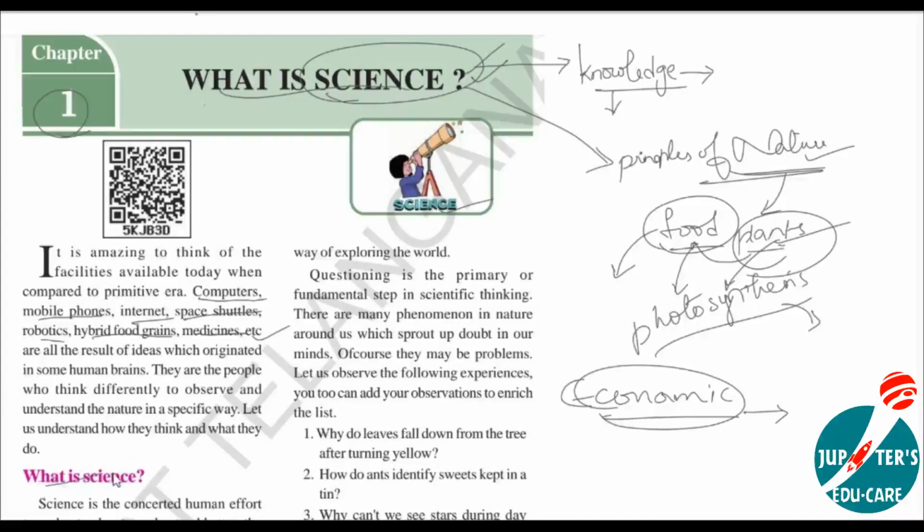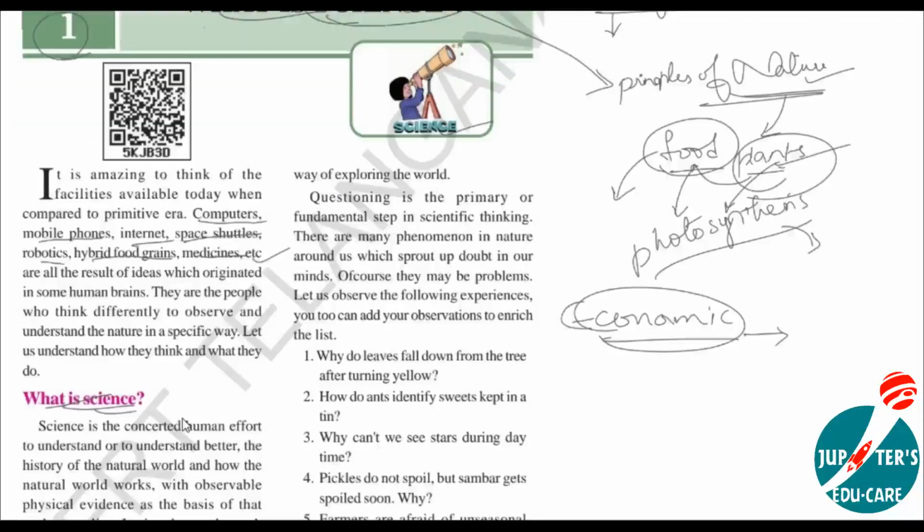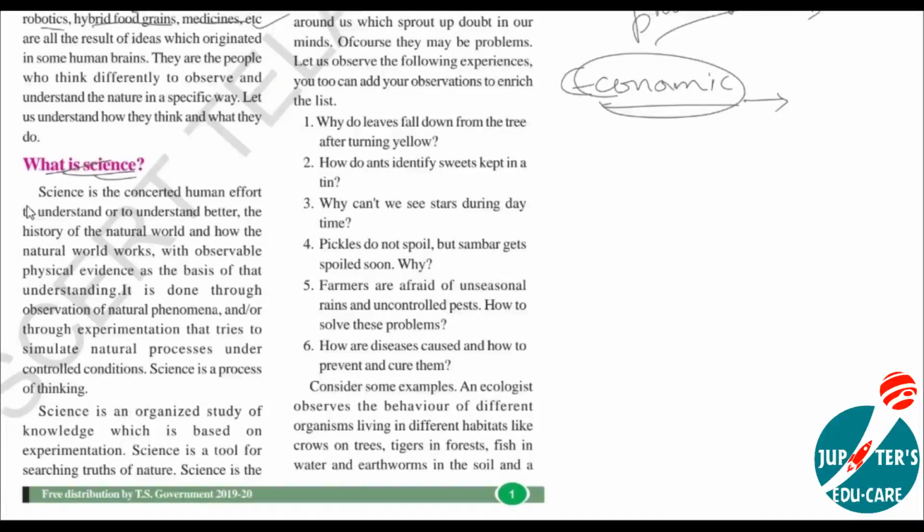What is science? What is meant by science? See here: science is a concerted human effort to understand, or to understand better, the history of the natural world. To know everything about the natural world, we have a tool, and the tool is nothing but science. With the help of science, we can understand our nature: what happened in nature, what is the secret of nature, what is the phenomenon of nature. Everything we can understand clearly by using this tool called science. Right?